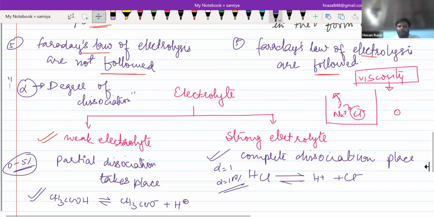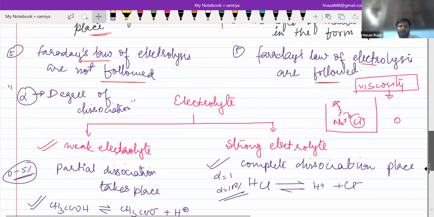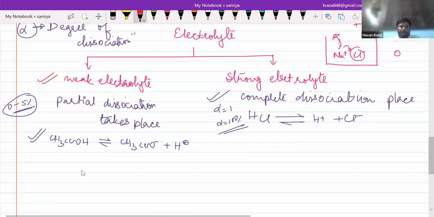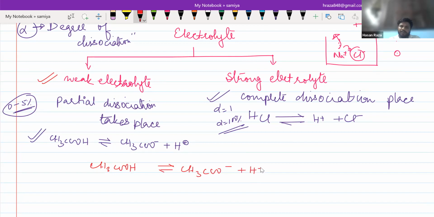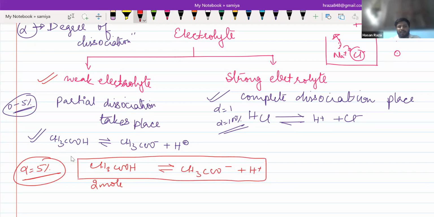Just take an example. Just suppose we have been given a question. You take CH3COOH, and this is CH3COO-, and this is H+. Initially, it has 2 mole, and it is given that alpha is 5%. That means only 5% is dissociating. First of all, you will see whether the equation is balanced or not. Is this equation of CH3COOH dissociating into ions balanced or not?